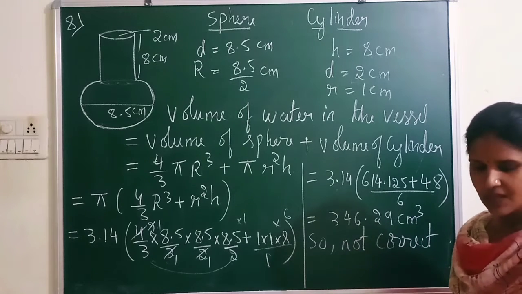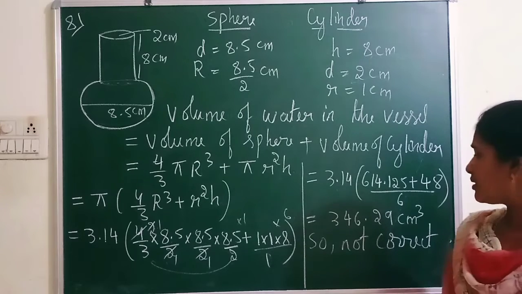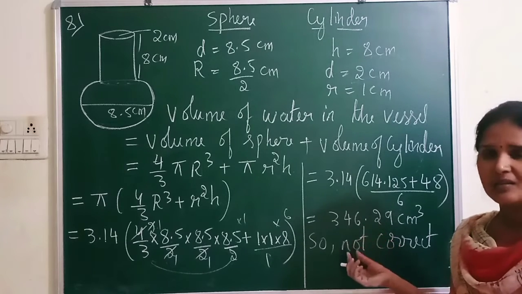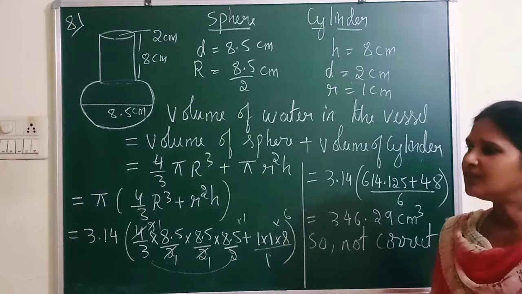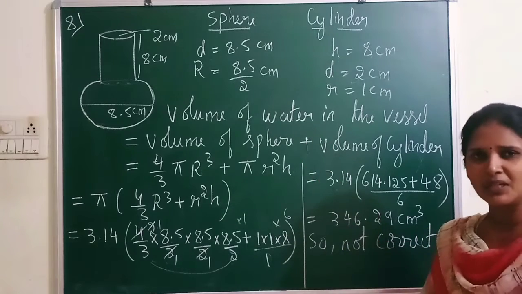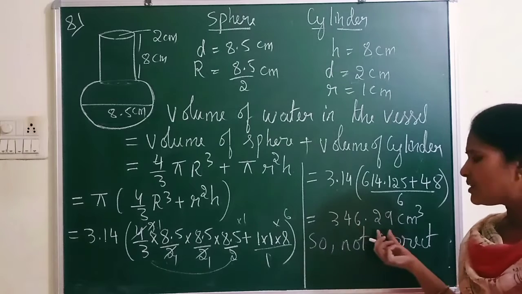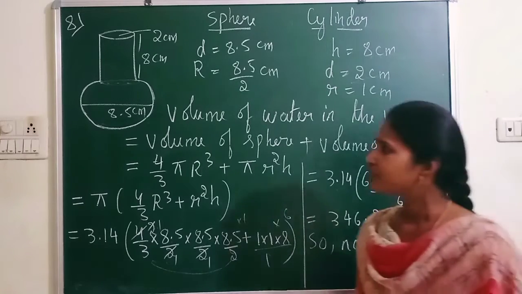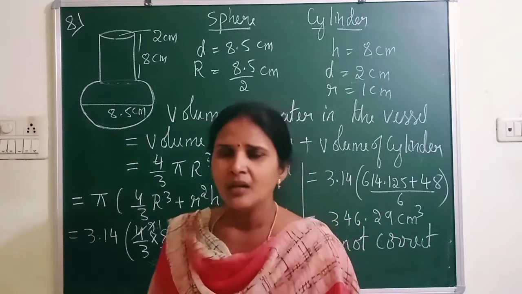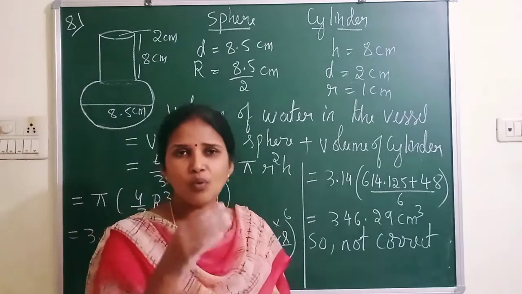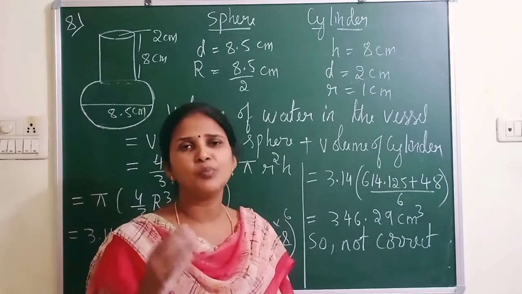But we got the volume of water as 346.29. But in the question he has given 345 centimeter cube. So it is incorrect. So what the child has done, the volume of the water inside that particular vessel, what he has given in the question is wrong because the answer is this. So it is incorrect. So with this I completed the concept of volume, that is exercise 13.2.